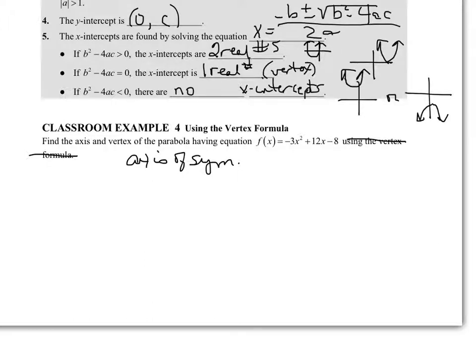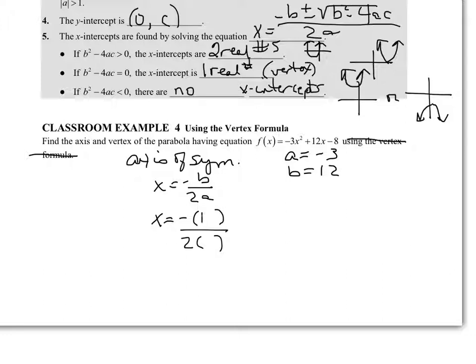Do you remember what it is? X equals negative b over 2a. Now, let's look at what we have. What is our a value? It's negative 3. What's our b value? Well, it's 12. So if I come back and I plug in, my b is 12, my a is negative 3, I'm going to have negative 12 over negative 6. So the axis of symmetry is x equals positive 2.